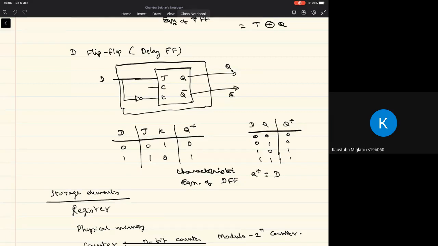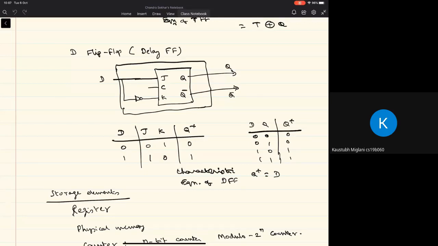Okay. So are there any questions about this? Because it's important to understand the different types of flip-flops and their operations. And when we start designing the circuits using the flip-flops or analyzing the circuits using the flip-flops, it's important to have these basic operations clearly understood. Okay. There are no questions.